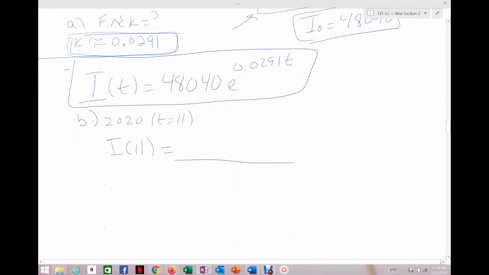Since it's money, I usually round money to the penny. It's dollars, right? So make sure I put my units. When I plug it in, it comes out to $66,163.83. So there's the answer to B.